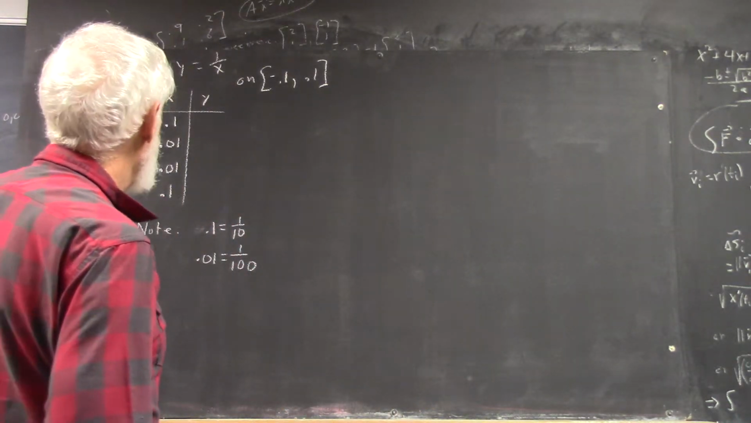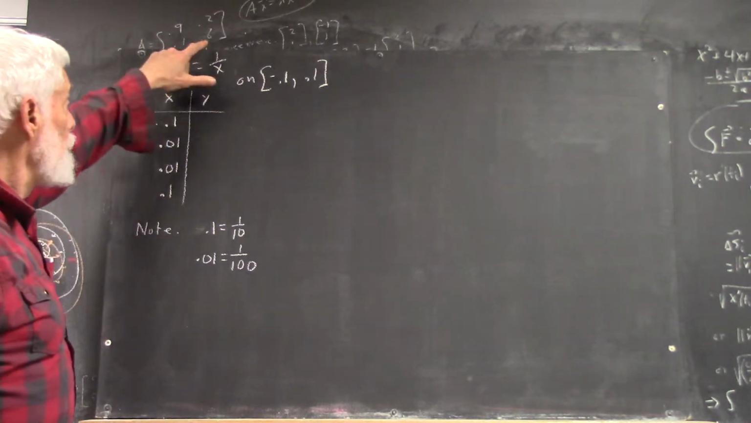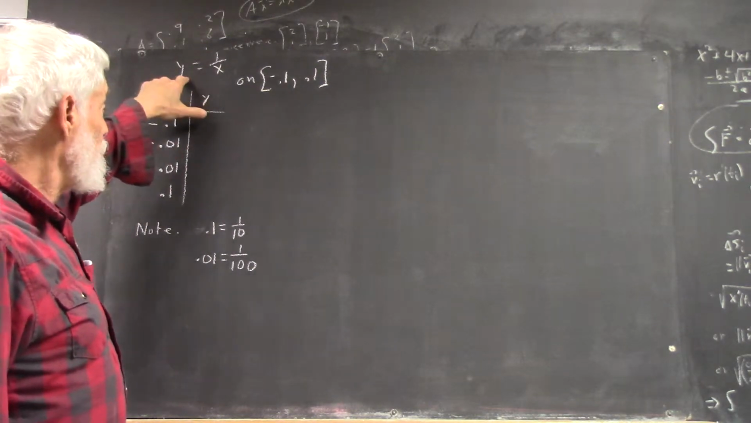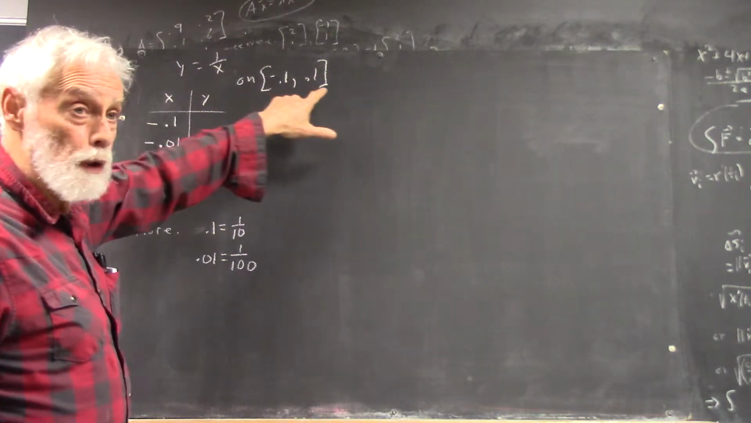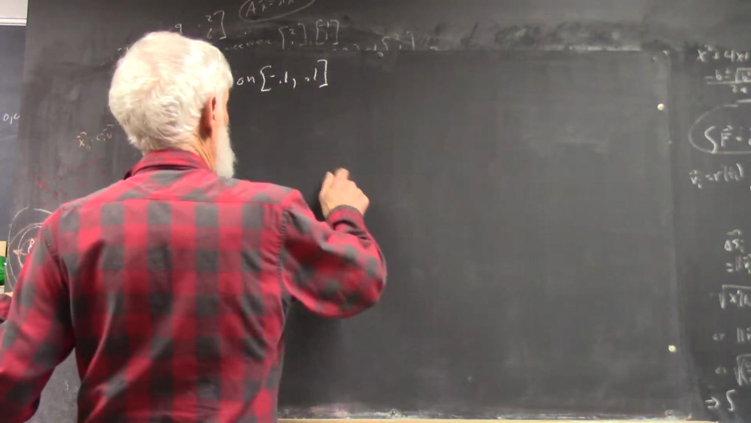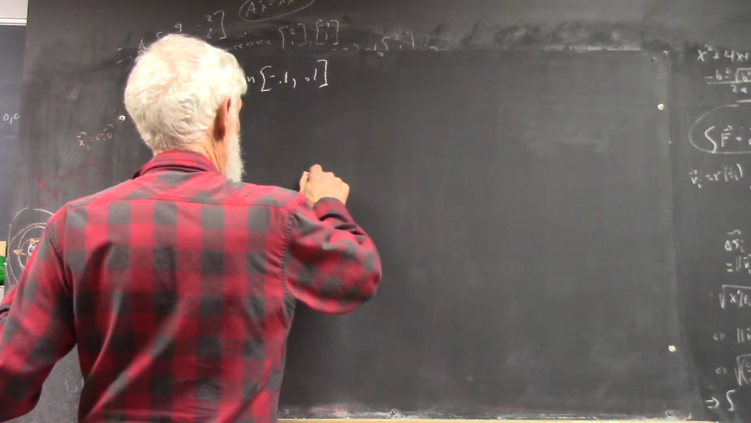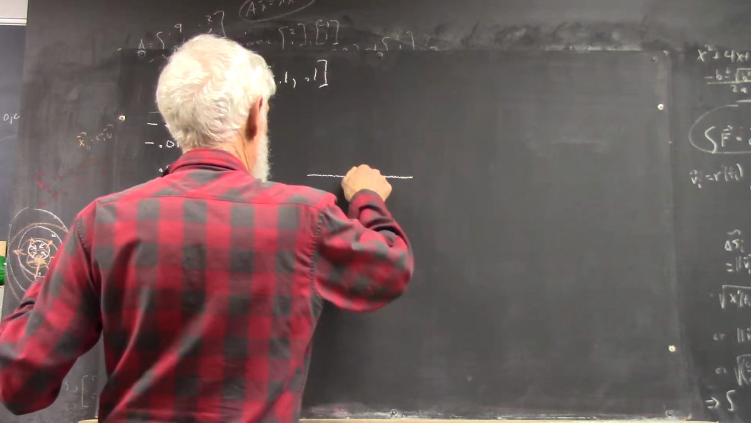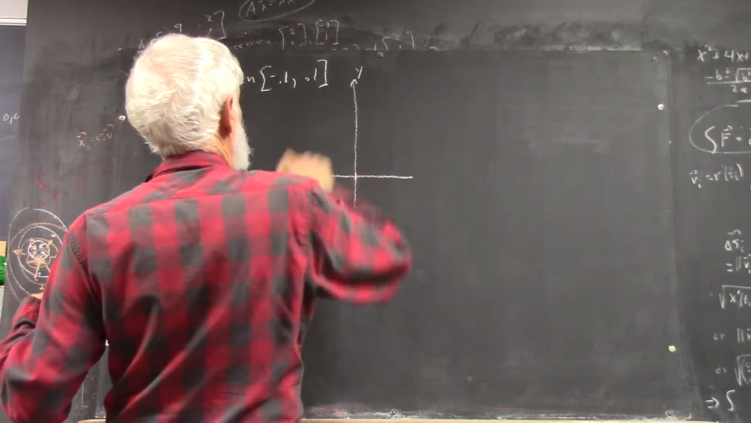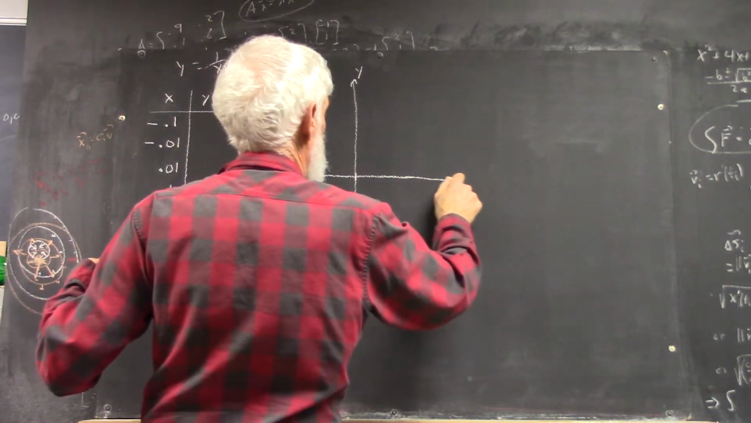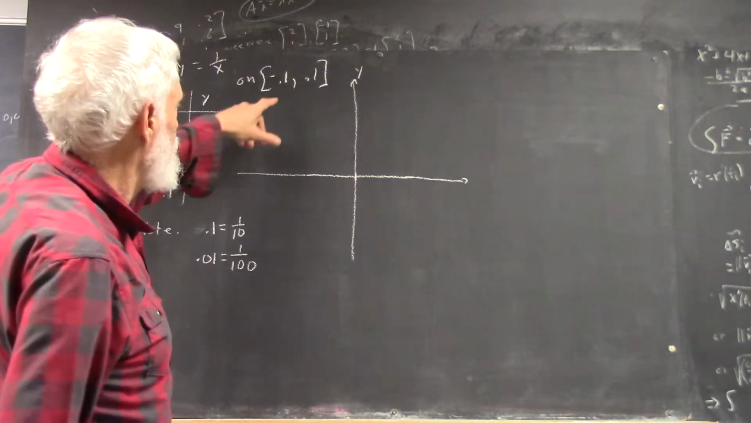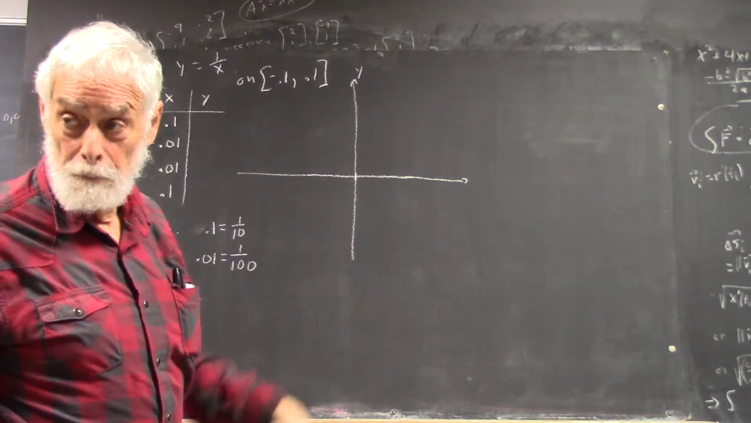Okay, so we're going to make a table for the graph for y equals 1 over x. It's going to give us an idea of what happens to this function on the interval from negative 0.1 to 0.1. Now, if you want to make a graph, we could start the graph. I wouldn't do much more than just start it by saying, okay, here's the y-axis, and here's the x-axis. And we're going to want just the interval from negative 0.1 to 0.1, right?